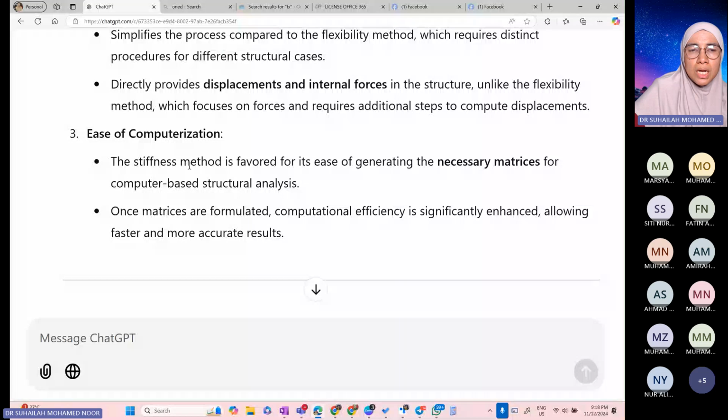Okay, so the stiffness method is favored for its ease of generating the necessary matrices. So stiffness method ni, semua matrix, semuanya in matrix. So formula tu is given. So we will solve matrix multiplication. So formula of stiffness in matrix. Nanti we will get the force displacement equation also in matrix. So semua in matrix. Sampai kita calculate D pun using matrix. Kita calculate Q also in matrix.